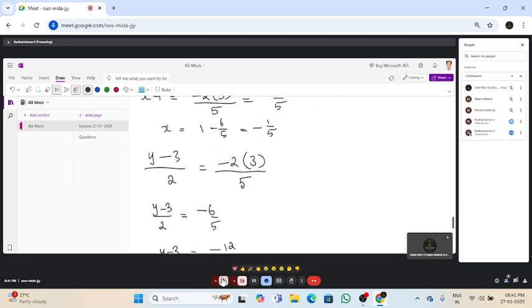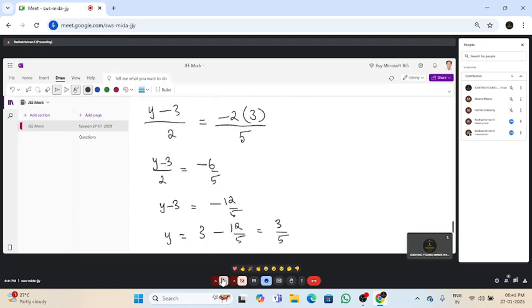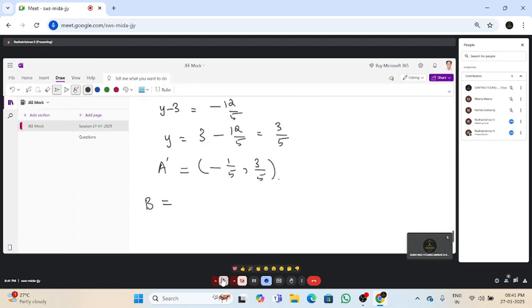Point B is 3, 1. Okay. So that means here your x1 equal to 3, y1 equal to 1. Right. Now what is A and ABC? It's the same. ABC are coming from the line, right?